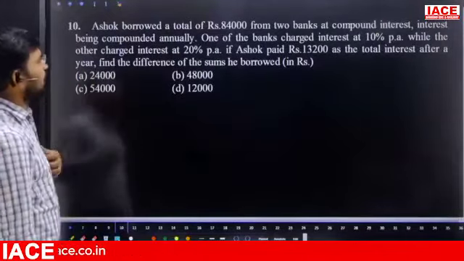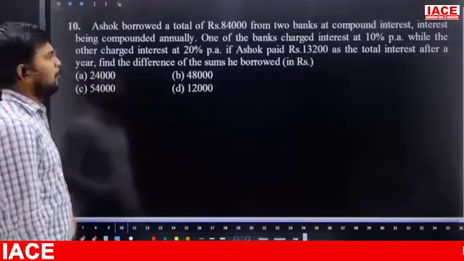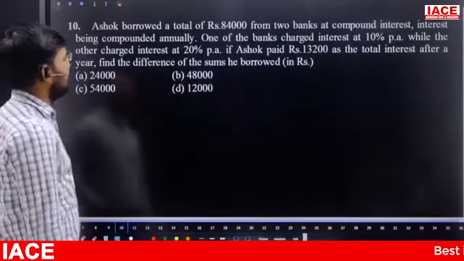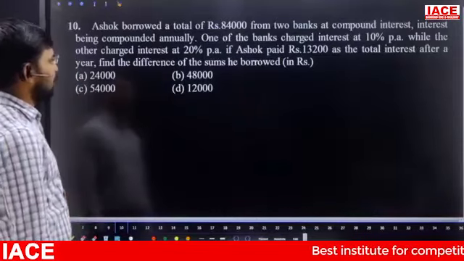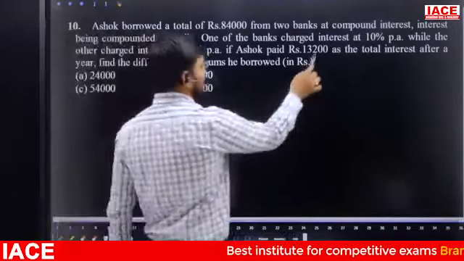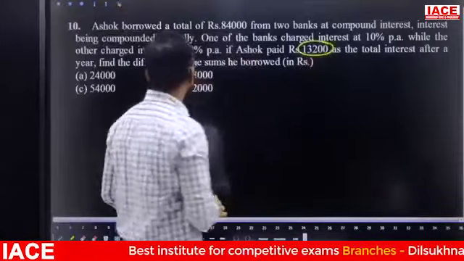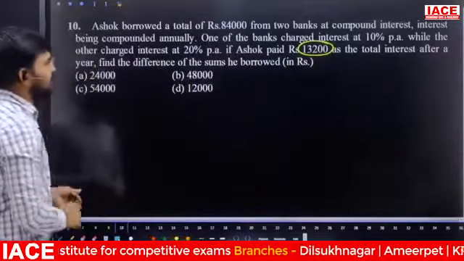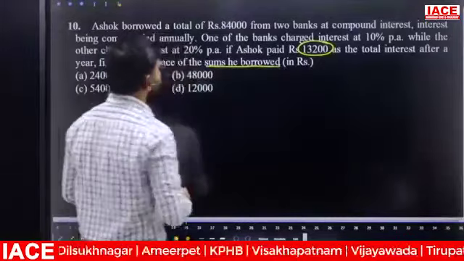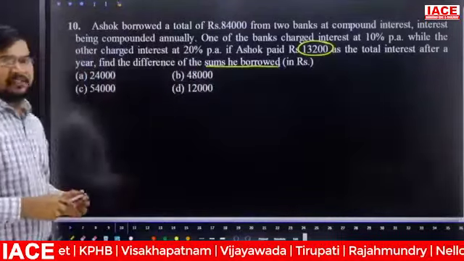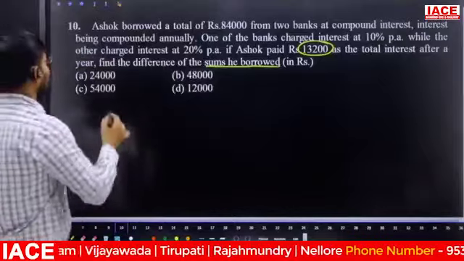Ashok borrowed a total of 84,000 from 2 banks, compound interest being compounded annually. One of the banks charged at 10% per annum, while the other charged at 20% per annum. If Ashok paid 13,200 as the total interest after a year, find the difference between the sums borrowed. So the total is 84,000 and I go through allegations or mixtures.